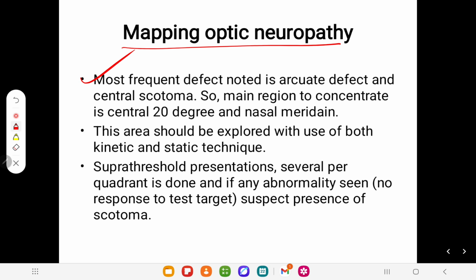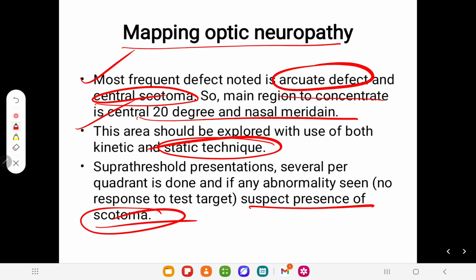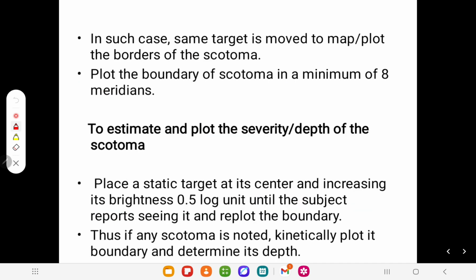The most frequent defects noted are arcuate defects, neuropathic defects and central scotoma. So the main region of concentration is 20 degrees in the nasal field. This area should be explored with both kinetic and static techniques. Static is very important in case of central visual field defect. Suprathreshold presentation of several points in each quadrant is done. If any abnormality is seen, such as no response to the test target, suspect the presence of a scotoma. It's always better to suspect if there is no response. Okay.